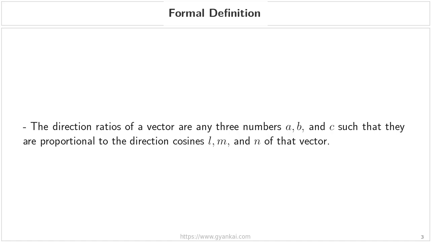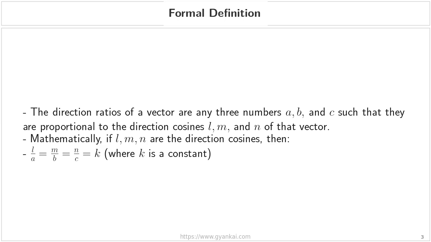Formal definition. Now that we've seen how the components of a vector are related to the direction cosines, let's move on to the formal definition of direction ratios. Essentially, the direction ratios of a vector are any three numbers, let's call them a, b, and c, that are proportional to the direction cosines l, m, and n of that same vector. To put this into mathematical terms, if l, m, and n are our direction cosines, then the ratios l over a, m over b, and n over c must all be equal to the same constant, which we will denote as k. This constant k is what links the two sets of numbers together.